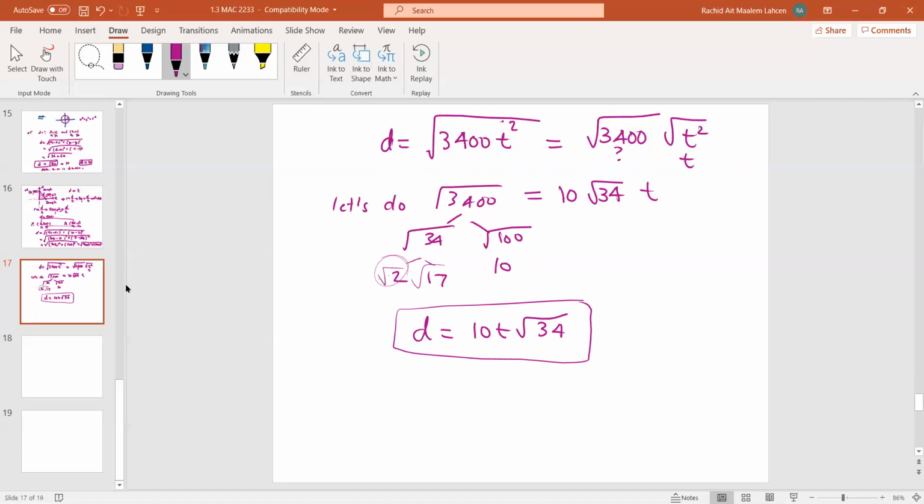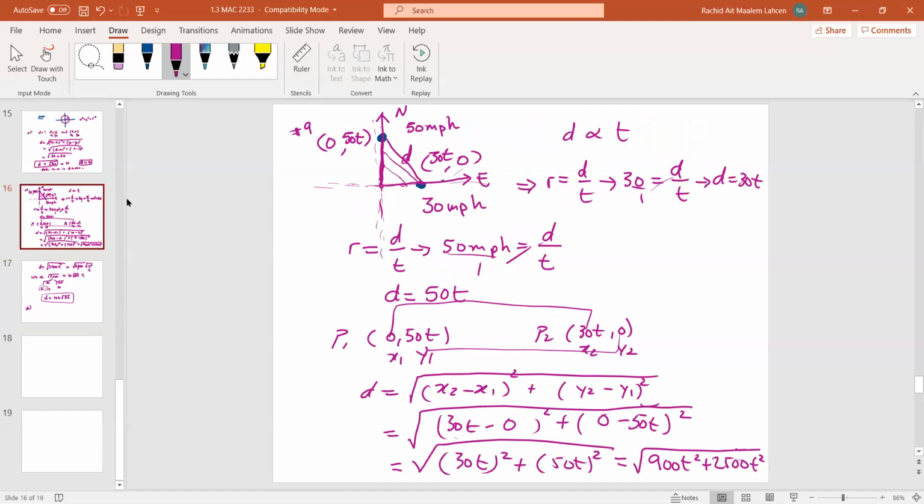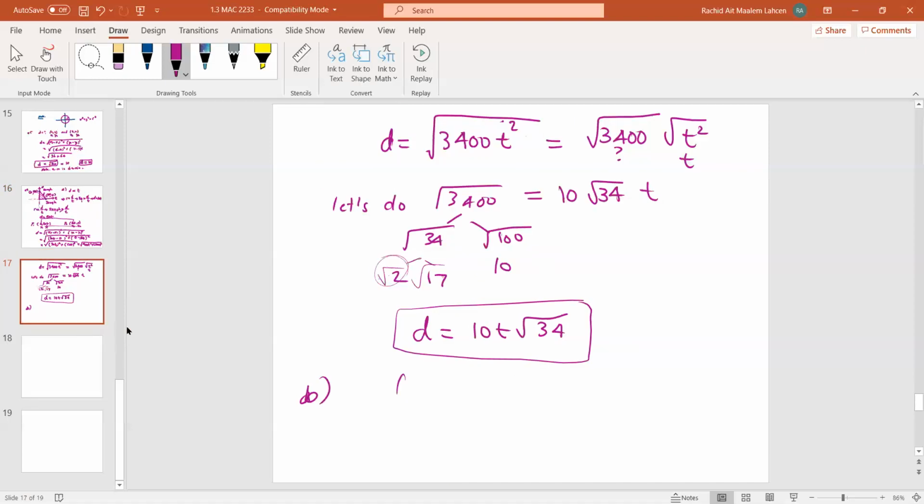All right, so I think the next question is, if we call this part B, then maybe we call this part A. So now find the distance after 3 hours. It's just going to be 10 times 3 times square root of 34. And so that's 30 square root of 34.